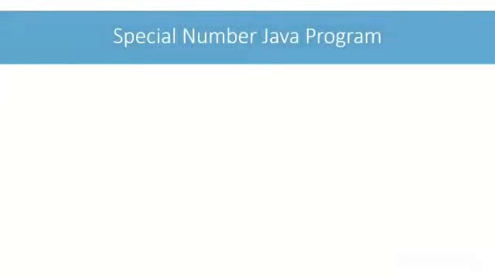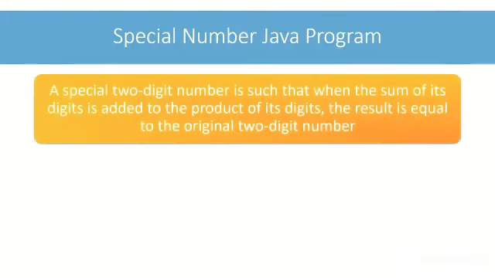In this lesson, we will look at a Java program which checks if a two-digit number is a special number or not. This question came in the 2014 board exam. Here is the question as it came in the exam. A special two-digit number is such that when the sum of its digits is added to the product of its digits, the result is equal to the original two-digit number.